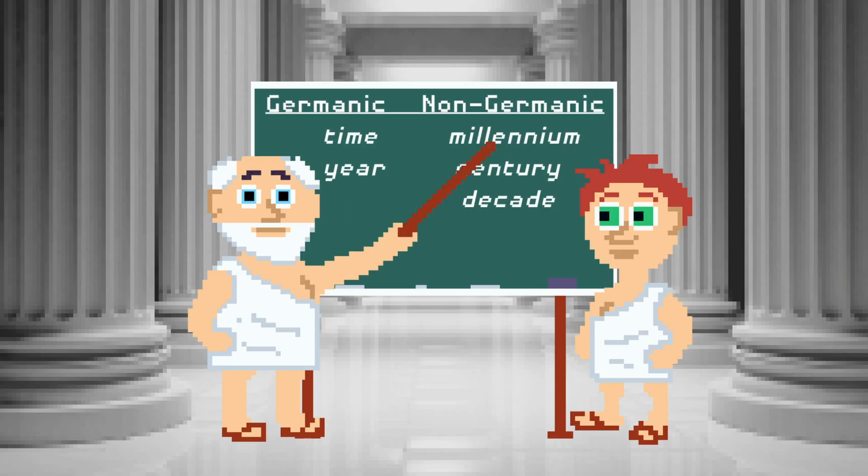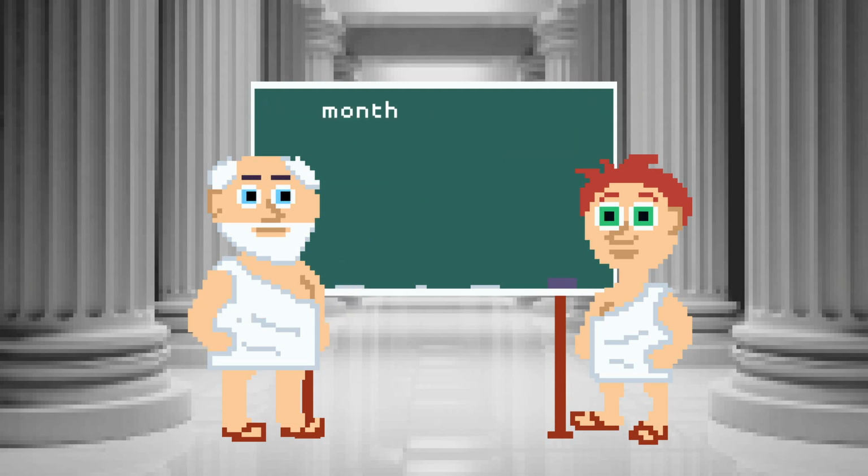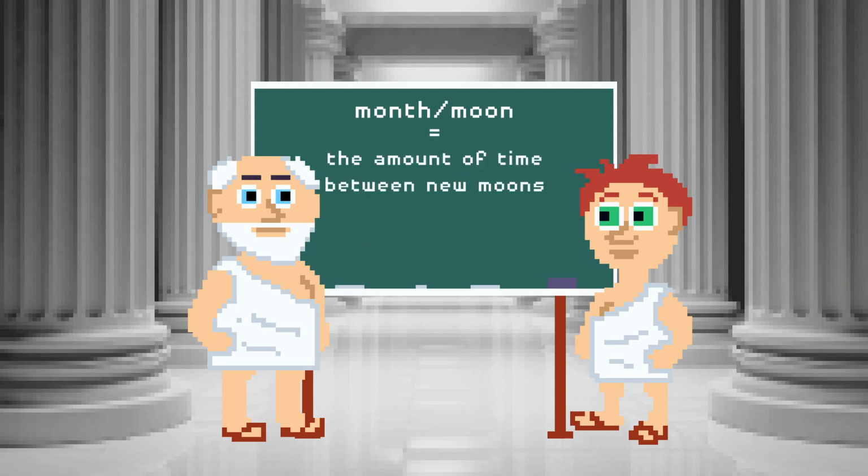So we're at 2 Germanic words and 3 non-Germanic. Down from a year is a month. Month is also very Germanic, and as you may already know, is closely connected to the word moon. Of course, this makes sense. Many ancient civilizations demarcated time by the cyclical phases of the moon, so in the earliest sense, a month was the amount of time between new moons.